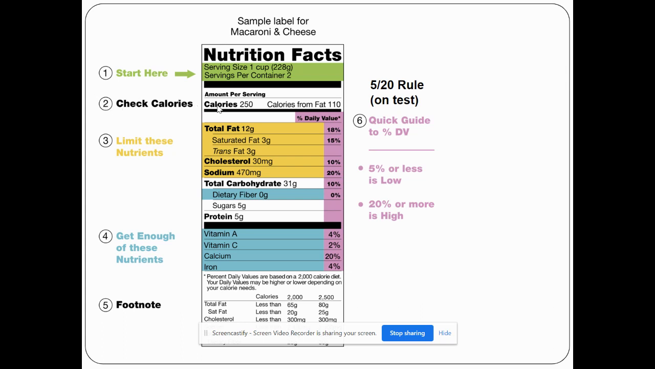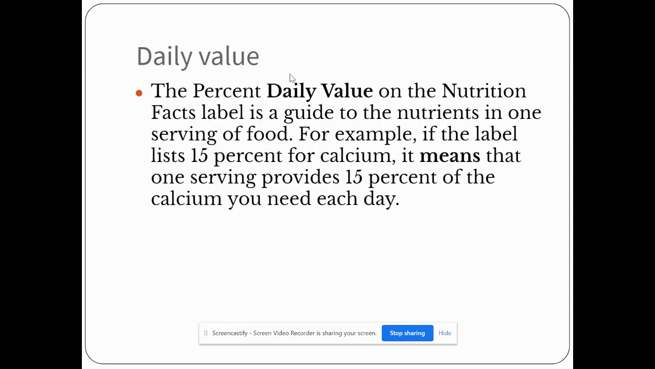Then you're going to check the calories. So the amount of calories listed is for 1 serving. So there's 250 calories in 1 cup of whatever this macaroni and cheese. There's 2 servings per container. So if I asked you how many calories are there in the entire container, you would take 250 calories and multiply that by the servings per container.